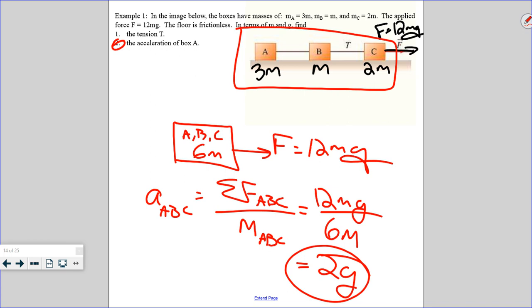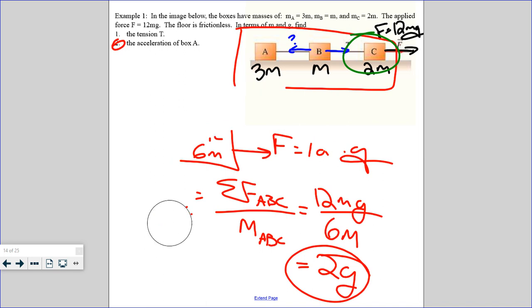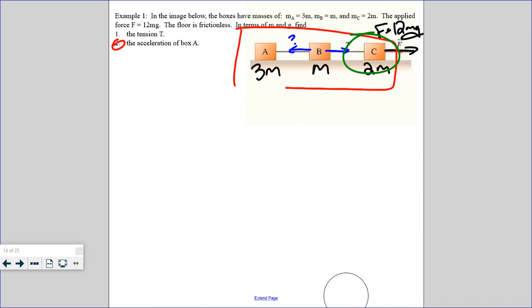Now we can go back and find our tension. To find the tension, we need to pick one of the two boxes which are acted on by that tension force. I'm looking at box B and thinking there are two tension forces acting on box B, and this tension force over here, I don't know. So it probably makes more sense for us to focus on box C. So let's take a minute and do that. We just figured out that the acceleration of all three boxes, including box C, is 2g.